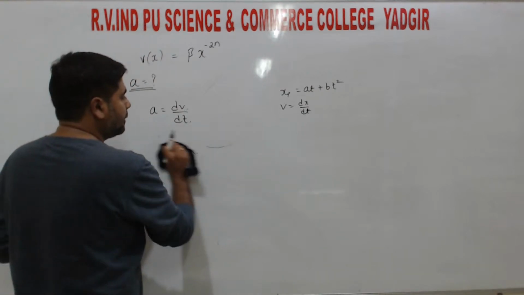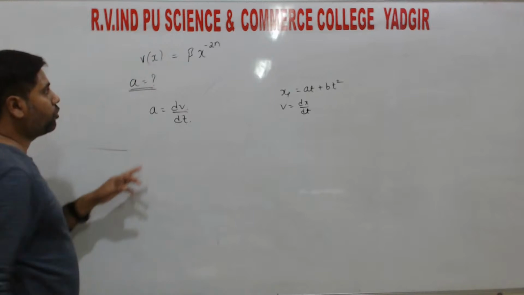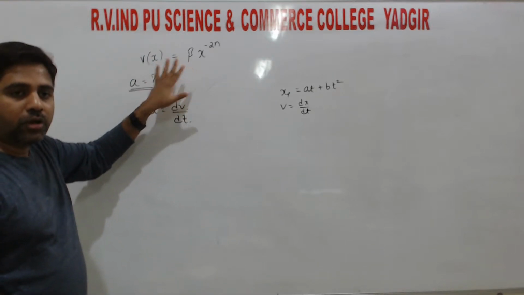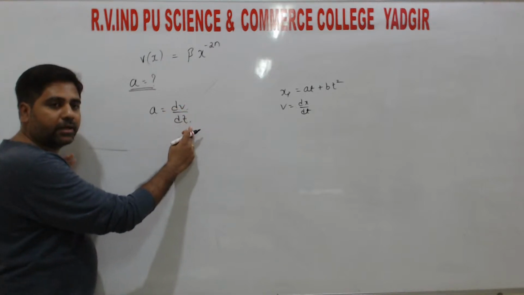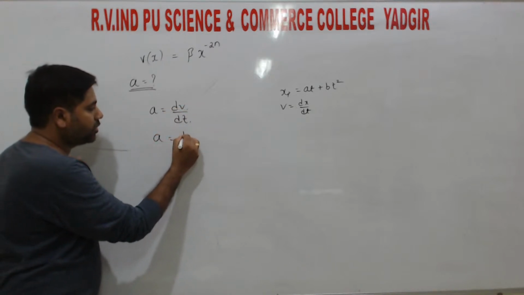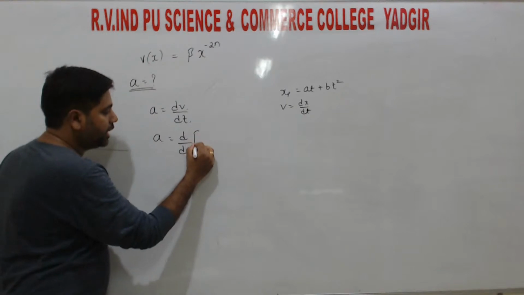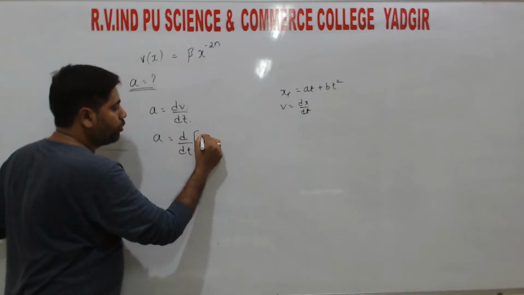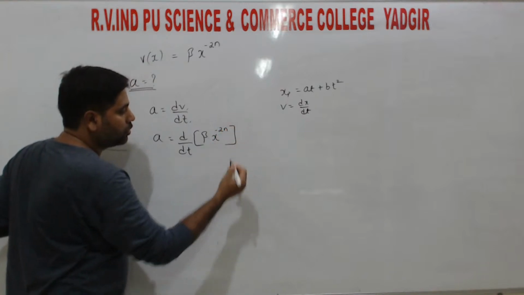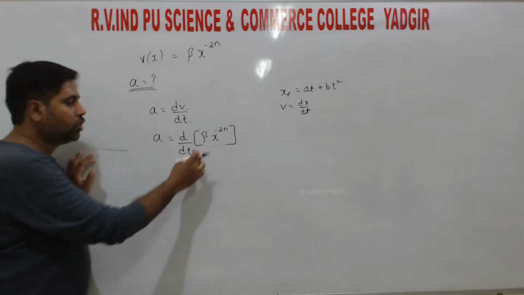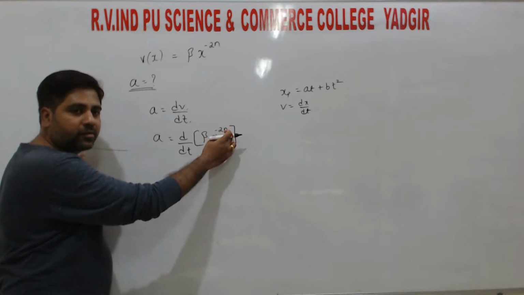So for that, they have given the velocity with respect to distance, right? We know the formula a is equal to dv by dt. So a is equal to d by dt of the velocity, which they have given as beta into x power minus 2n. They mention beta is a constant and n is a constant.